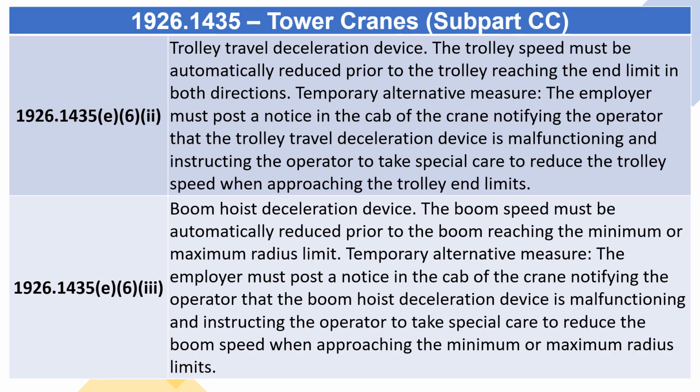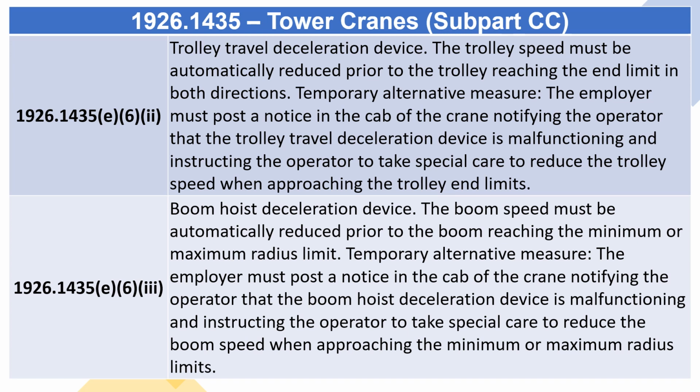1926.1435(e)(6)(ii) Trolley travel deceleration device. The trolley speed must be automatically reduced prior to the trolley reaching the end limit in both directions. Temporary alternative measure: the employer must post a notice in the cab of the crane notifying the operator that the trolley travel deceleration device is malfunctioning and instructing the operator to take special care to reduce the trolley speed when approaching the trolley end limits.